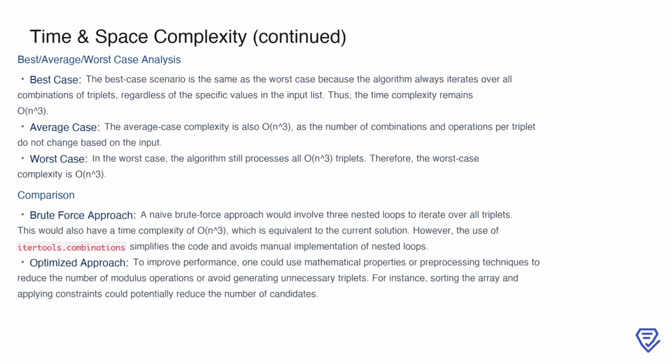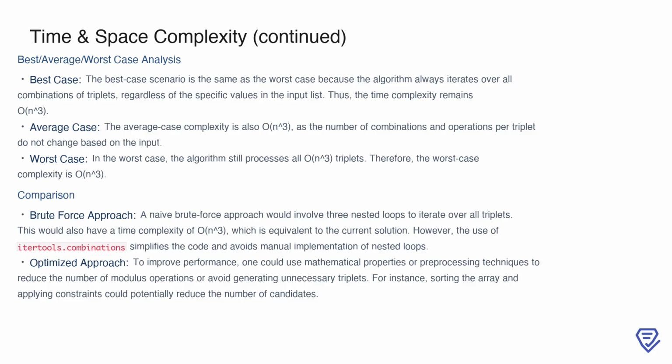When analyzing best, average, and worst-case scenarios, the time complexity remains consistent across all cases due to the algorithm's structure. In the best case, the algorithm still iterates over all possible triplets, resulting in a time complexity of O(n^3). Similarly, the average case involves the same number of combinations and operations, so it also remains O(n^3). Lastly, in the worst case, the algorithm must process all possible triplets, which again results in O(n^3).